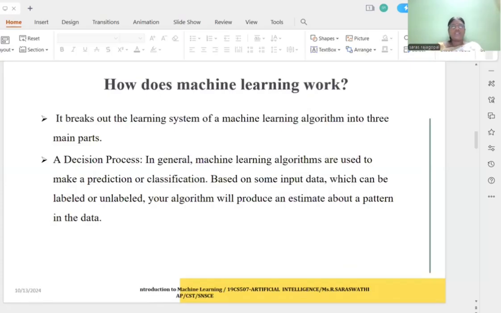How does machine learning work? Machine learning breaks the learning system of a machine learning algorithm into three main parts. The first one is a decision process. The second one is an error function. The third one is optimization. In the decision process, machine learning algorithms are used to make predictions or classifications. Based on some input data, which can be labeled or unlabeled, your algorithm will produce an estimate about a pattern in the data.